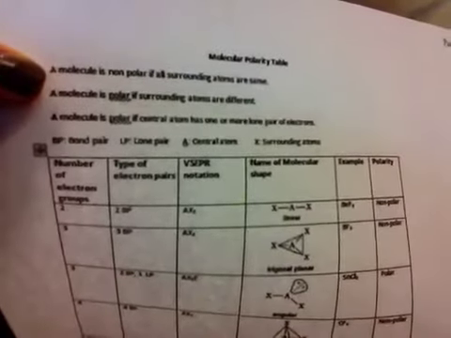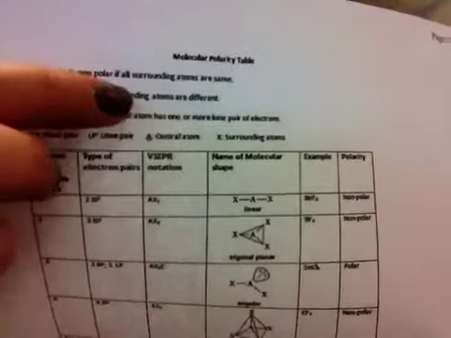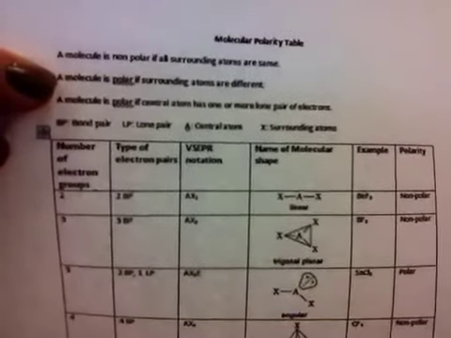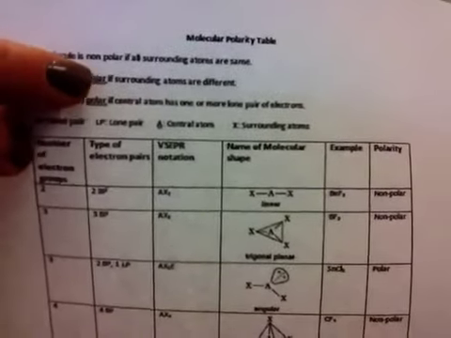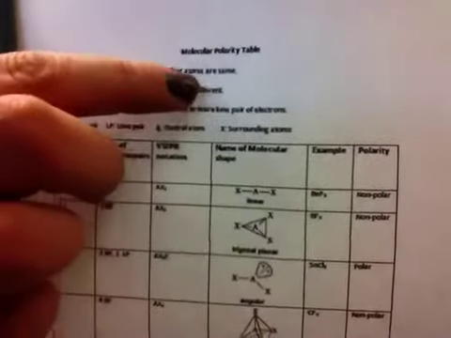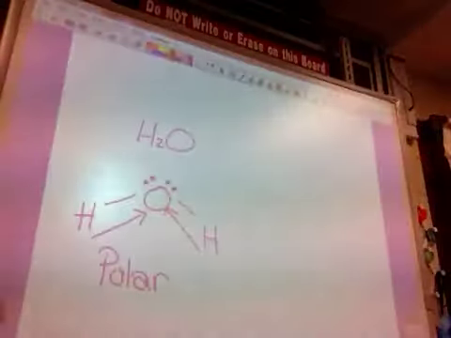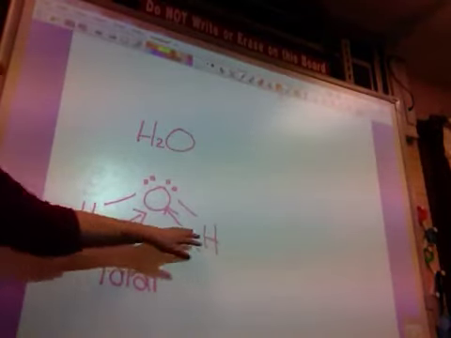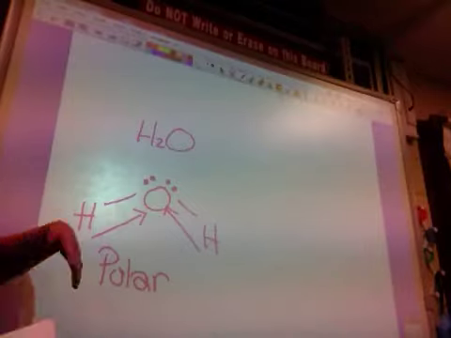On the top of this page is written for you, a molecule is nonpolar if the surrounding atoms are the same. So we saw that with CCl4. I had 4 different carbon and chlorine bonds, and we found that it was nonpolar. A molecule is polar if surrounding atoms are different. Well, these surrounding atoms are different than my central atom here.